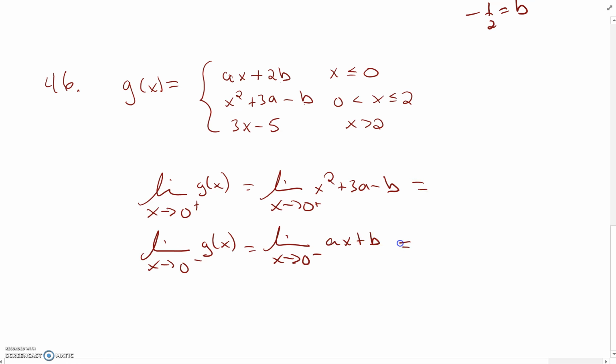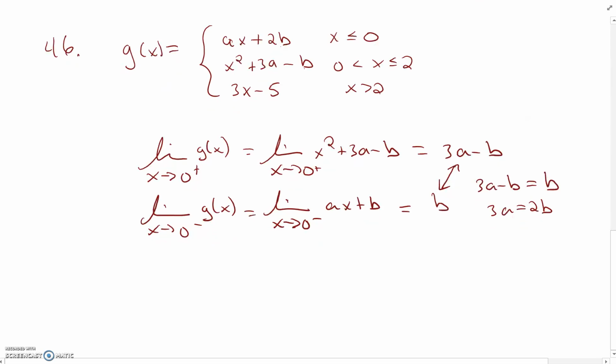Now calculating the limit's easy because polynomials you get to plug the number in. So just plug 0 in and you get 3a minus b because x squared is 0. Plug 0 here and you get b. And for it to be continuous, these have to equal each other. So 3a minus b has to equal b. They got to be equal, these two guys. Bring the b over to the other side, and you get 3a equals 2b. That's all we can do with that.